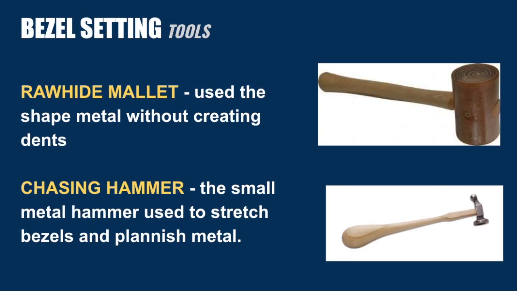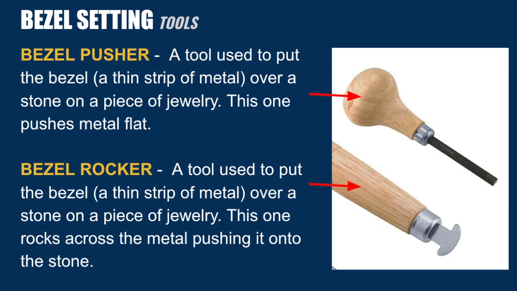Different types of hammers are needed as well. If you didn't already know this, the rawhide mallet is used for forming metal without creating lots of dents in the design. The chasing hammer will be used to stretch metal when you place it on the mandrels, as you just saw. In the final part of the bezel process, you'll need to use the bezel pusher or bezel rocker, whatever works best for you, to flatten the metal onto the stone to hold it in place permanently.